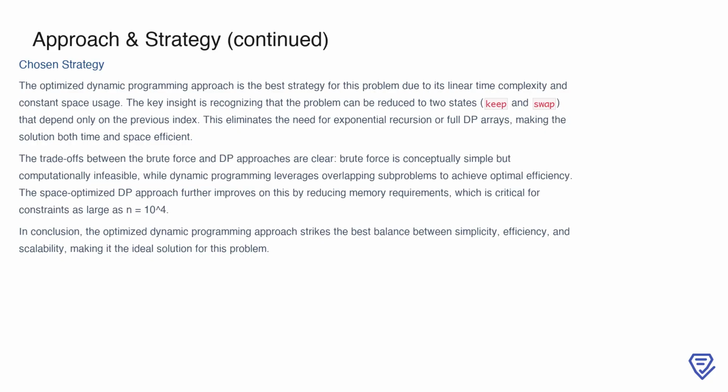While the brute force approach is easier to conceptualize, its computational inefficiency makes it impractical. On the other hand, the space-optimized dynamic programming method not only solves the problem efficiently but also handles large constraints, such as n up to 10,000, with ease. In summary, this approach strikes the perfect balance between simplicity, efficiency, and scalability, making it the ideal solution for achieving the minimum swaps required to make the sequences strictly increasing.